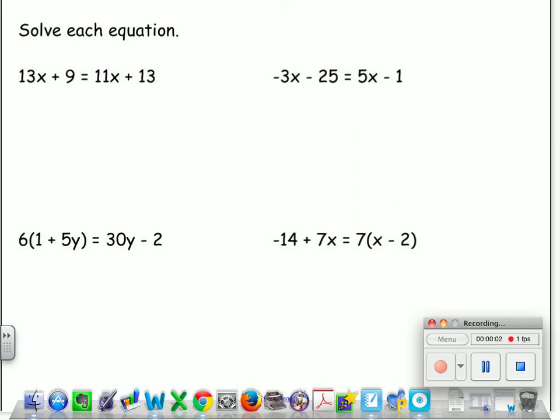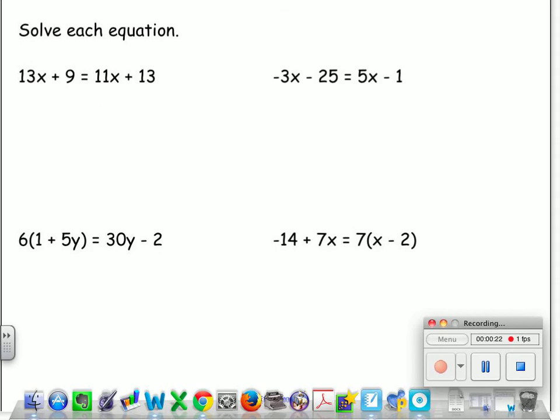So now we're going to move on to solving equations where we have variables on both sides of the equal sign. These are similar to the distributive property. Some of them involve it as well, but it's the same steps. Just we have to get the variables on the same side after we start with them on both sides.